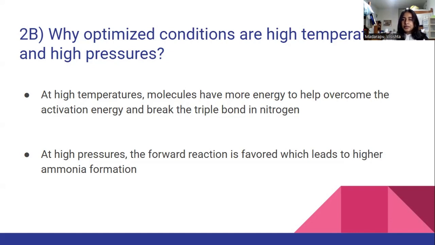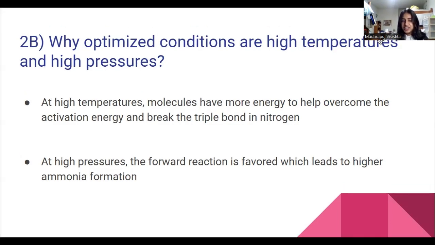Why are the optimal conditions high temperatures and high pressures? Well, at high temperatures, molecules have more energy to help overcome the activation energy and break the triple bond in nitrogen gas. And at high pressures, the forward reaction is favored, which leads to higher ammonia formation.